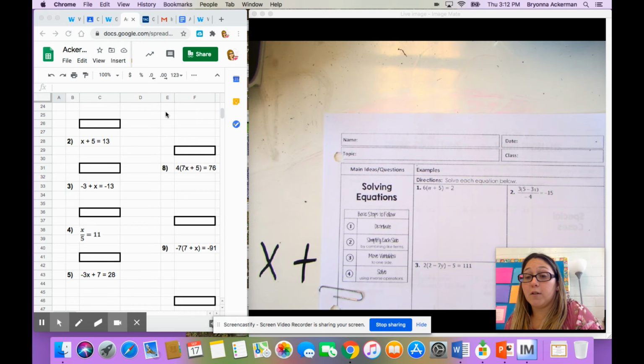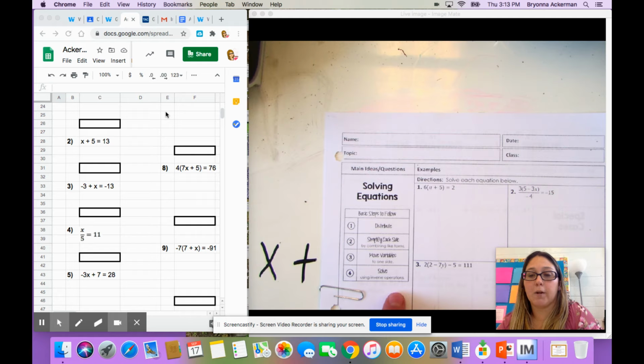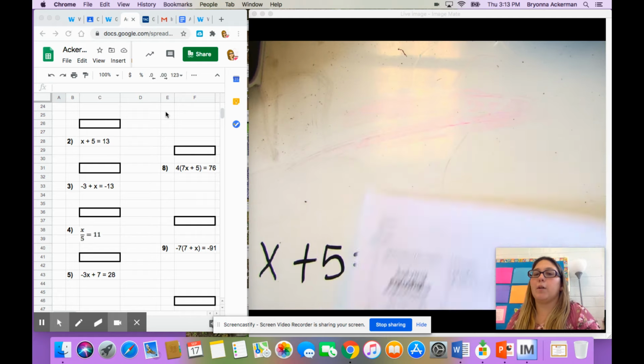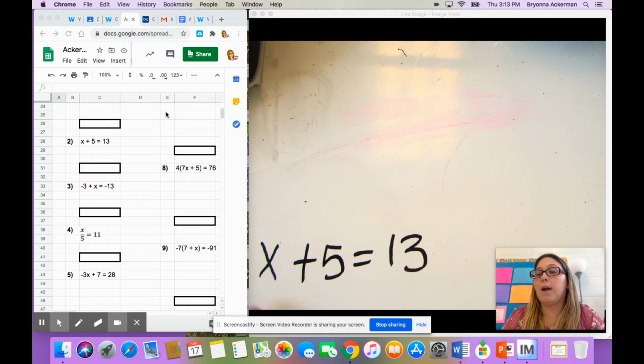Then from there, you're also going to solve, and you're going to start doing inverse operations. And so if you have an addition on one side, to move it to the other side of the equal sign, you're going to do subtraction. So we're going to have inverse operations. So let's go back to our simple example. We have x plus 5 equals 13. And right now, there's nothing to distribute. So step 1, we don't have to do.